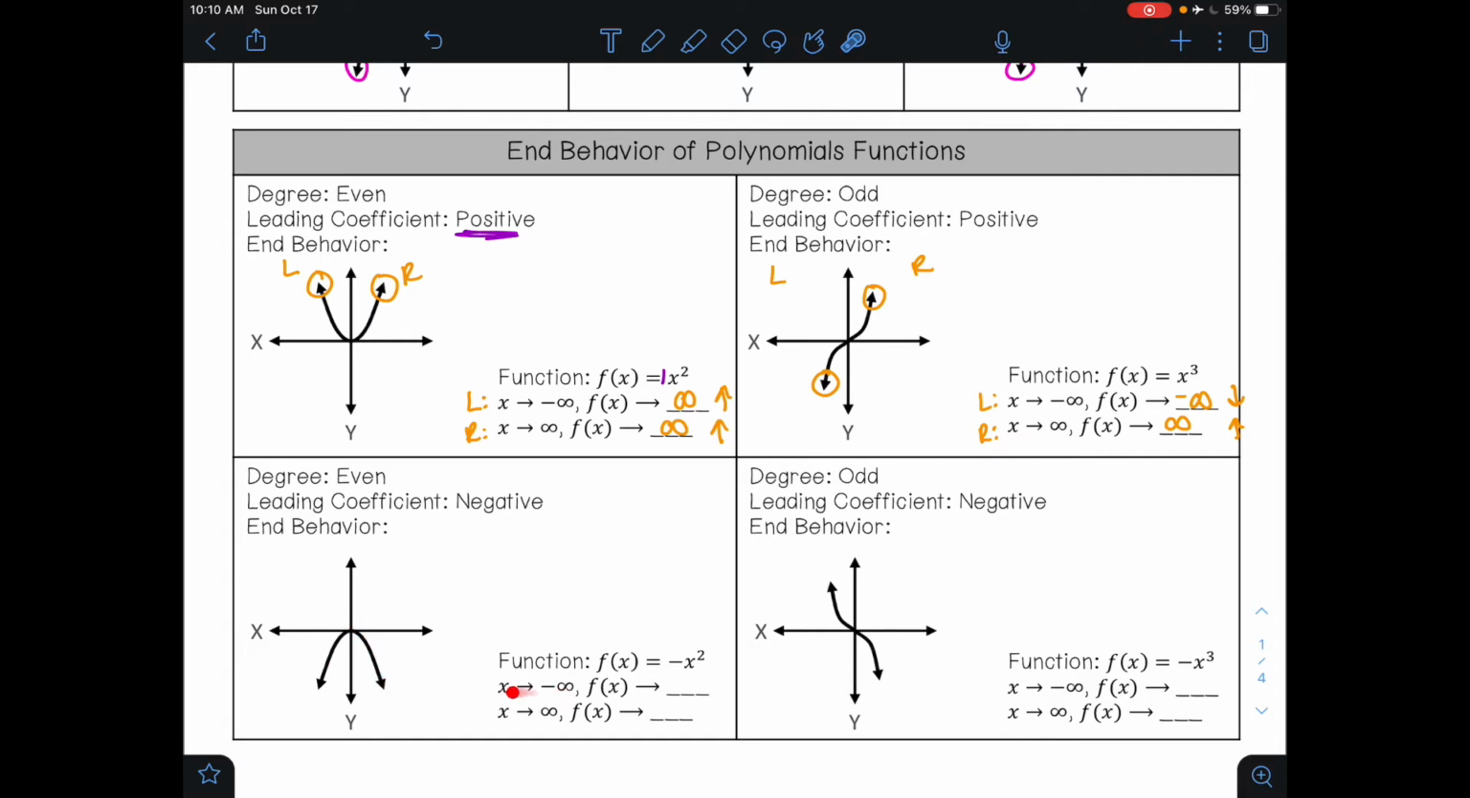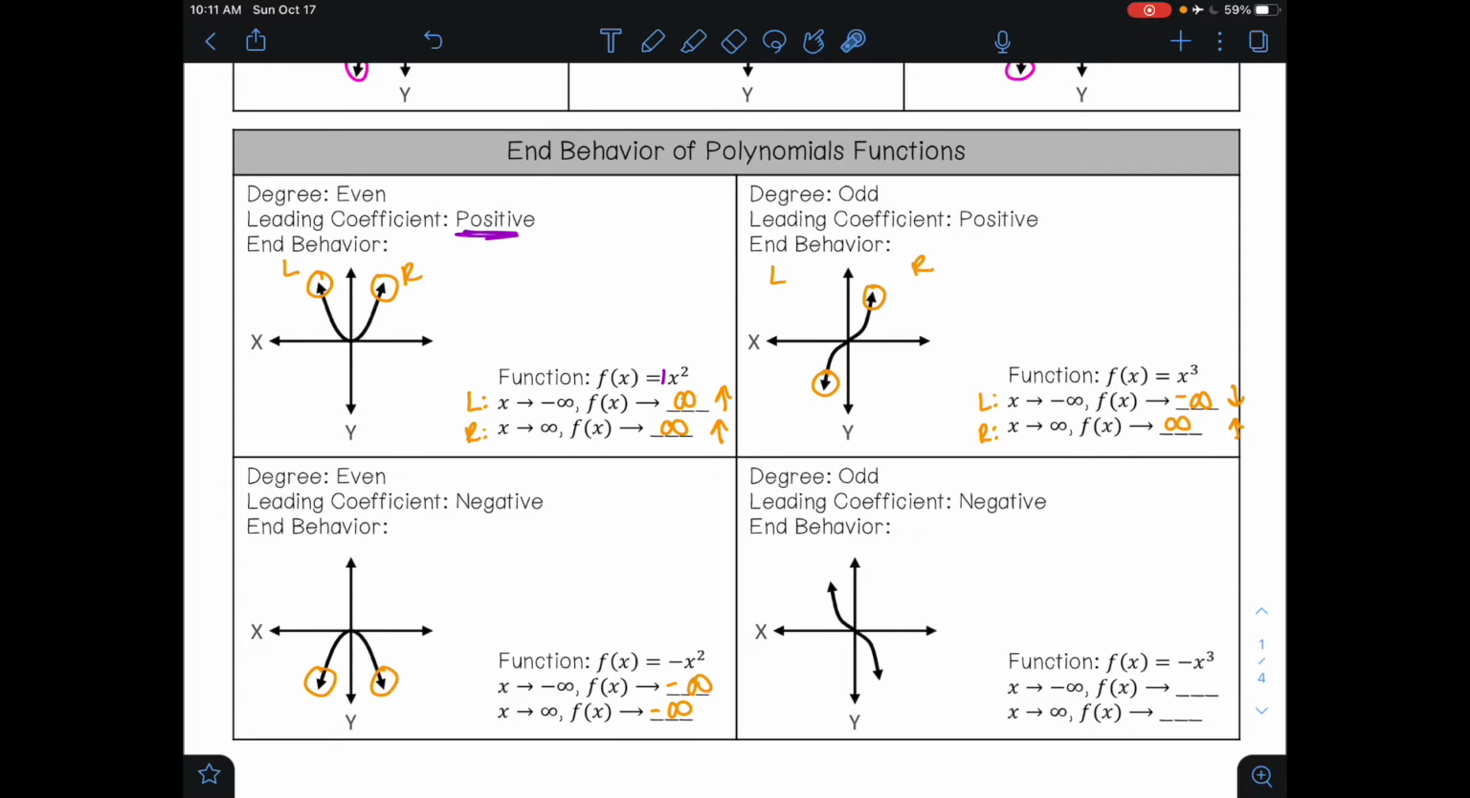As x approaches negative infinity, that's telling me to look at the left side of my graph. The left side of my graph is pointing down, so that is going to negative infinity. As x approaches positive infinity, that's telling me to look at the right side of my graph. The right side of my graph is pointing down. That is going to negative infinity.